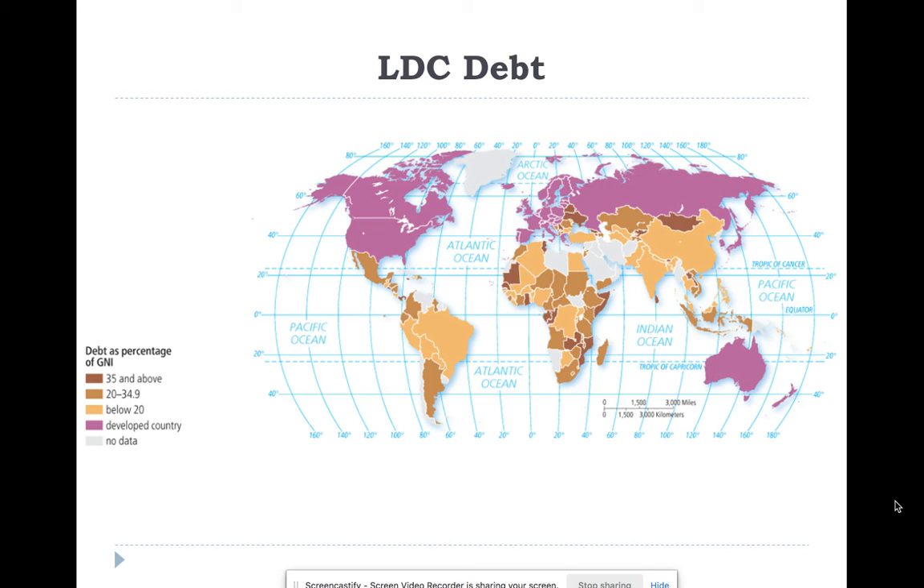And you can see here's LDC debt if you look around the world. So obviously the purple is the developed countries already. The countries where we see the darkest are 35% or higher debt. And that's their debt as a percentage of their gross national income. And so, lots of debt. You can see, even in Europe, there are Eastern European countries that have a lot of debt, and it's very difficult for them to get out of debt and then develop their nation more.